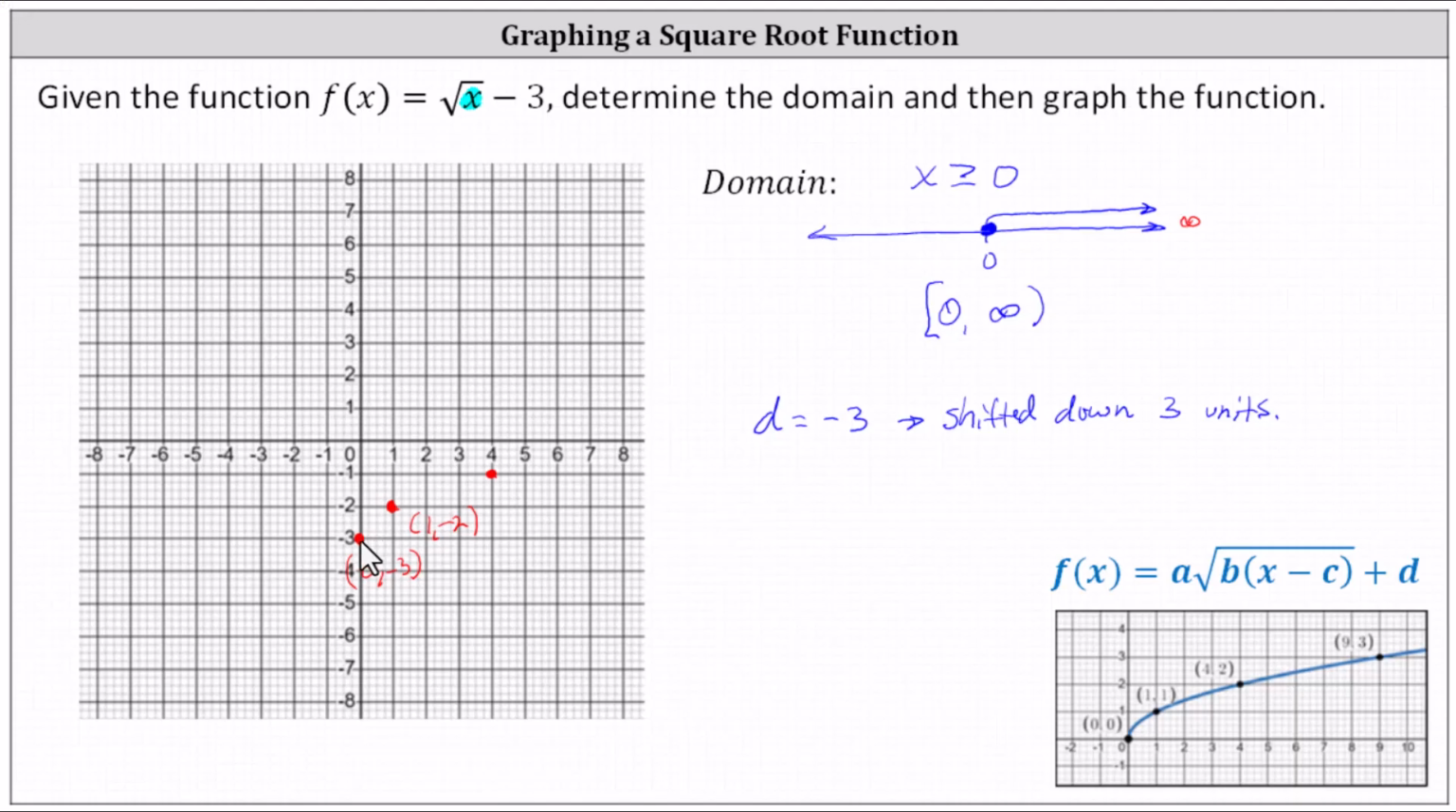This is the graph of the given function f of x. That is the graph of the basic square root function shifted down 3 units.